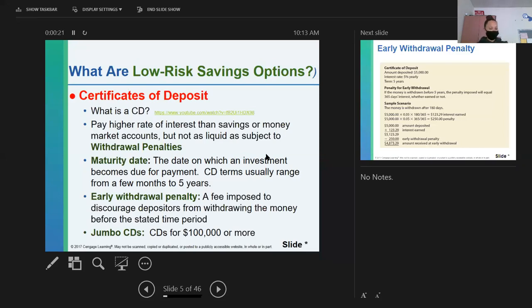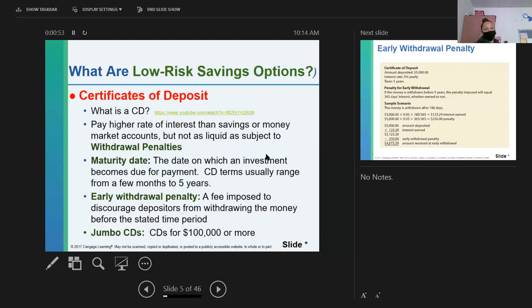So they are a time deposit, meaning you aren't supposed to touch them for that amount of time, whatever you specify. They have a maturity date, the date on which an investment becomes due for payment. They can typically range from a few months to 5 years. So that's when your money is locked in until. The benefit of that is you know exactly how much money you will be getting out at the end of that term, on that maturity date, unless you withdraw early.